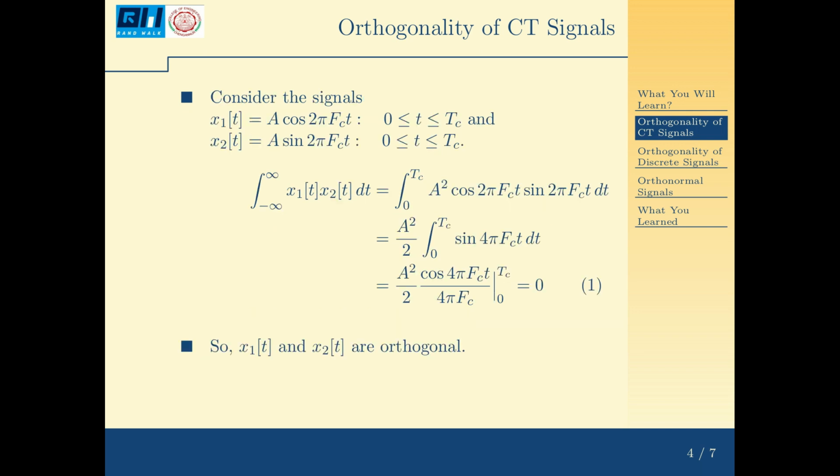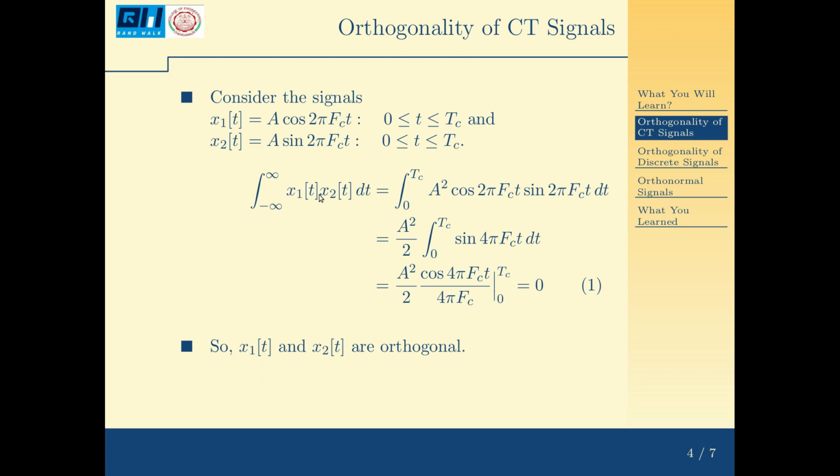Now let us think about a simple case. Let us consider two signals: x1(t) is A cos 2 pi fc t, where t is bounded between 0 and Tc, and Tc is 1 by fc. And x2(t) is A sin 2 pi fc t from 0 to Tc. You know that cosine and sinusoidal signals are orthogonal because they are 90 degrees apart. But let us compute this integral and check that.